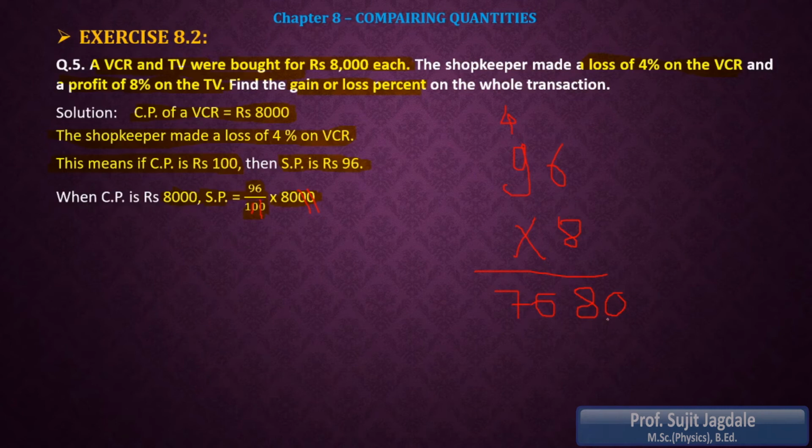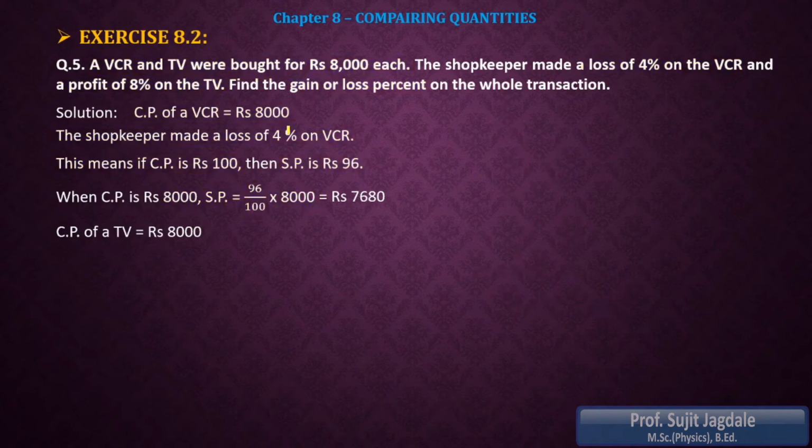7680 is the product. So that means the SP is going to be 7680 for the VCR. Now we have to calculate SP for TV in the same way. So take the CP of TV, which is 8000. Then here profit is 8%. On this TV, the profit is 8%. So the shopkeeper made a profit of 8% on TV.